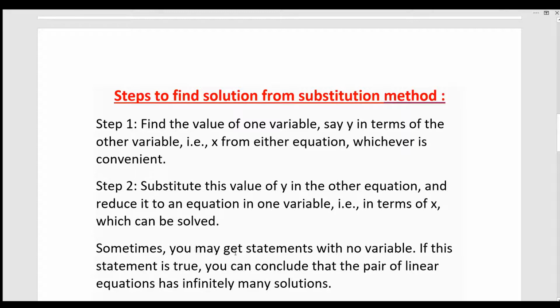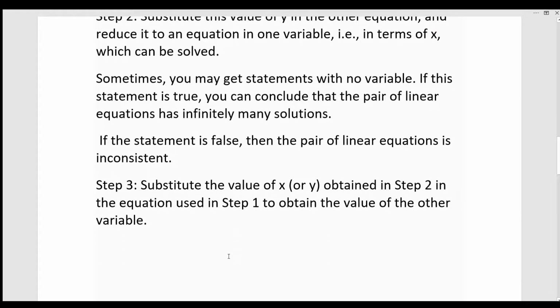Sometimes you may get statements with no variable. If this statement is true, you can conclude that the pair of linear equations has infinitely many solutions. If the statement is false, then the pair of linear equations is inconsistent. Inconsistent means there is no solution, the lines are parallel.